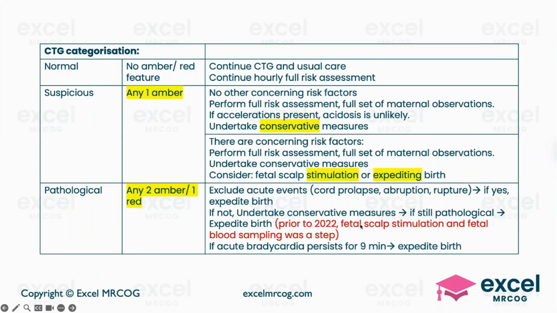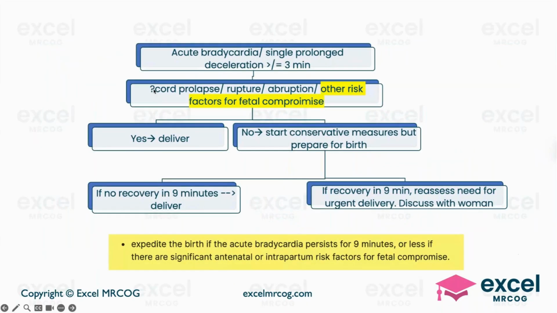Got it? Okay. Now this is mentioned in red here. I will show you exactly how it went back then. Now note, I had said that prolonged bradycardia of more than 3 minutes was a problem, right? But what do you do at that point of time? So you rule out cord prolapse, rupture, or abruption, which is occurring very acutely, or other risk factors for fetal compromise, which may be there.